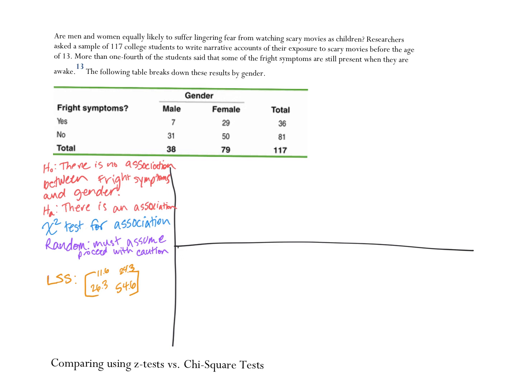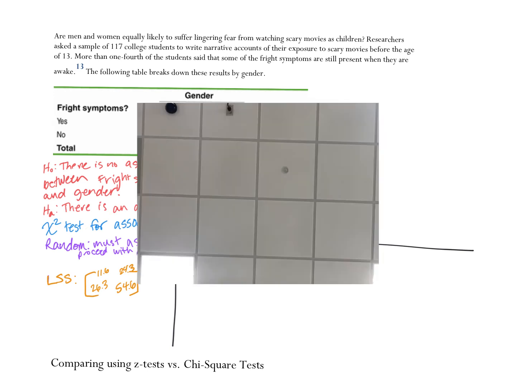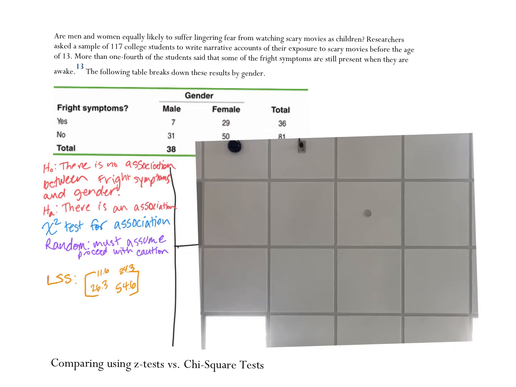So let me go ahead and show you how Emma came up with those numbers, okay? So she went in. Emma, tell me if I'm doing something wrong here, okay? She went in, she edited her matrix to a 2x2, where she gave the two-way table from the question: 7, 29, 31, and 50.